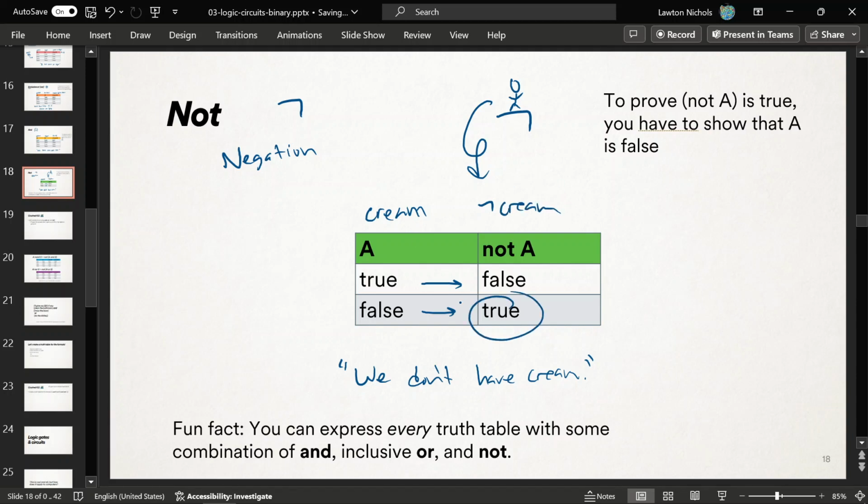That's only true if they really didn't have any cream. You see that? It's flipping it. False becomes true, true becomes false. With the negation, that's what's going on there. And so if you want to prove that the negation of A is true, you have to show that A was false to begin with, because that's the only way its negation was true. Okay? That's what's going on there. So there's only one way to make it true, and the negation just works on one thing.